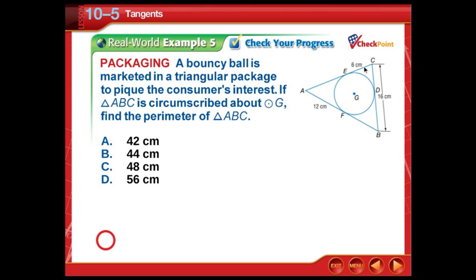So again, if CE is 6, then CD is also 6. Those are tangent to the circle from a common point. And then that makes this 10. That makes this 10. FB is 10. And then if AF is 12, then AE is 12.